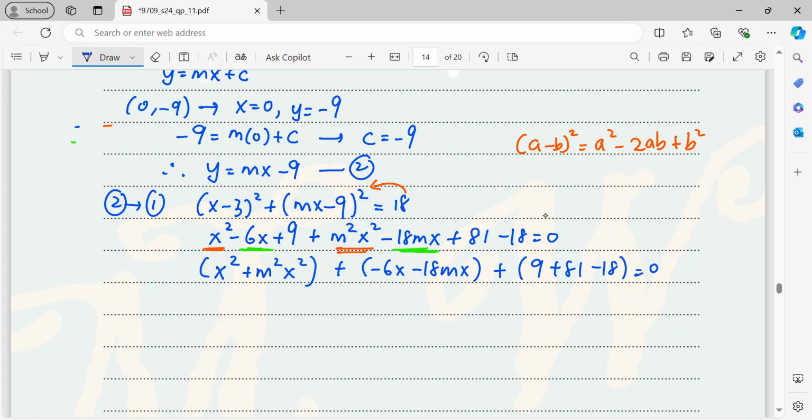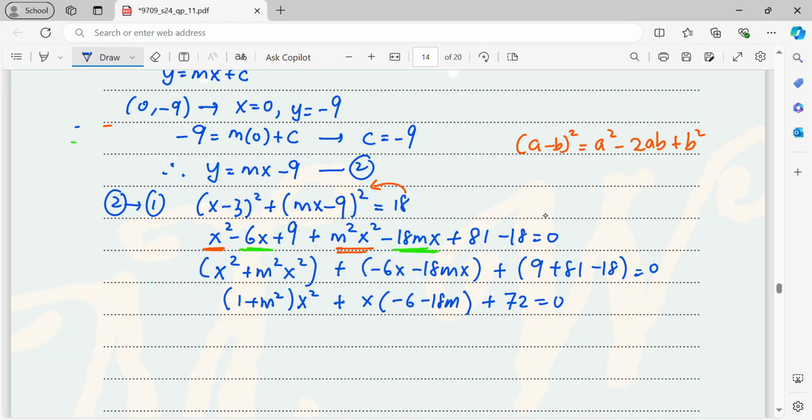So for the first bracket, I can factorize the x squared. Then you will be getting 1 plus m squared, x squared. For the second term, I can take out the x. So once I take out the x, I get minus 6 minus 18m. Then the last bracket, just calculate. At last, you are getting plus 72.